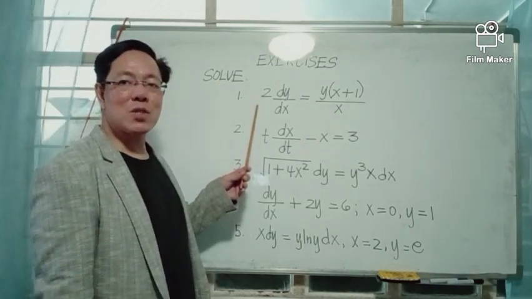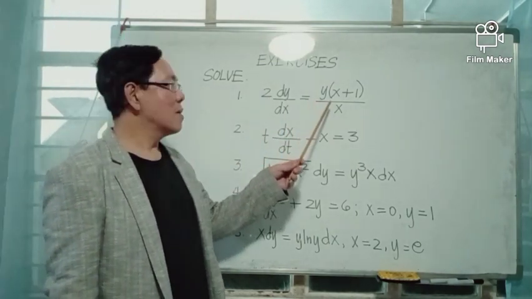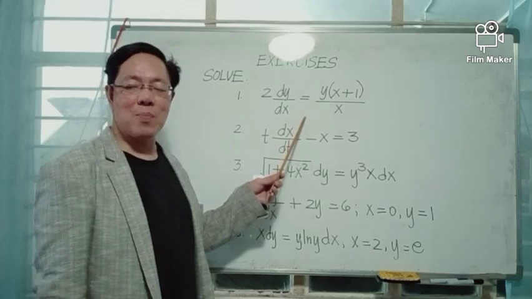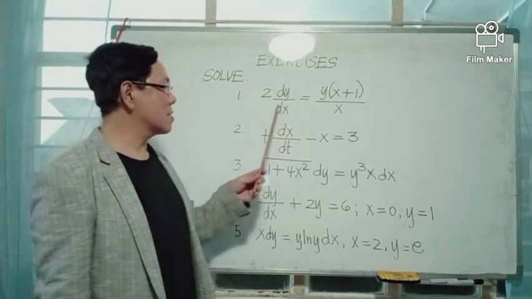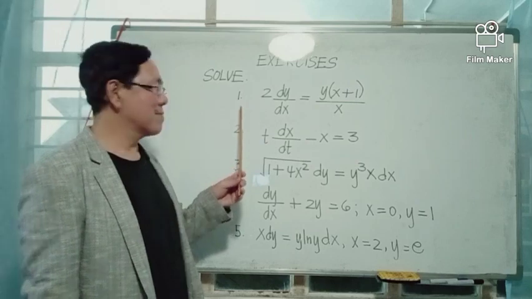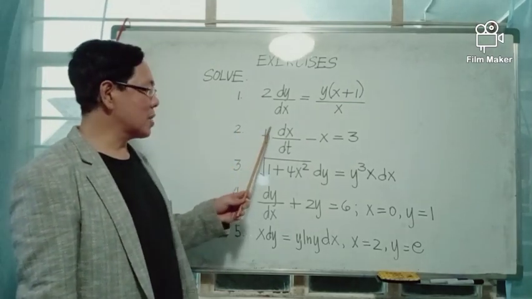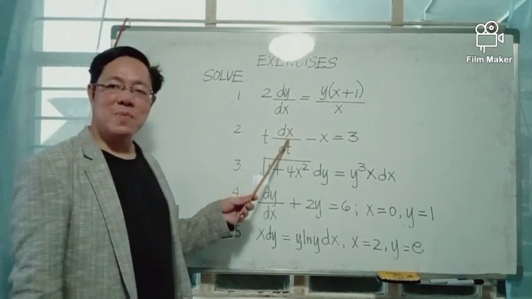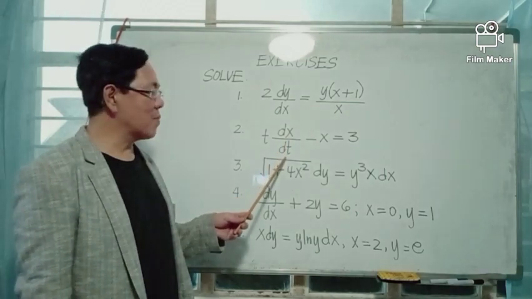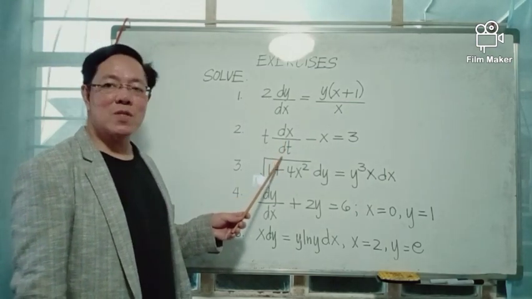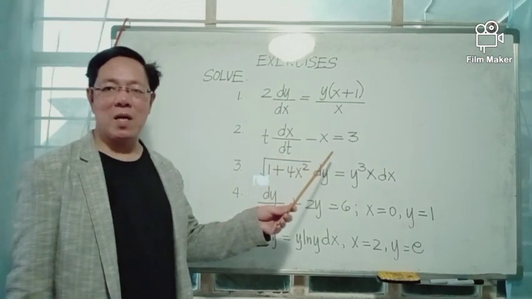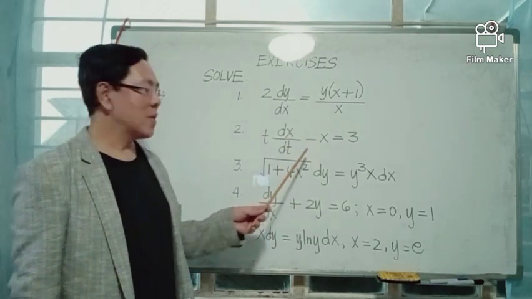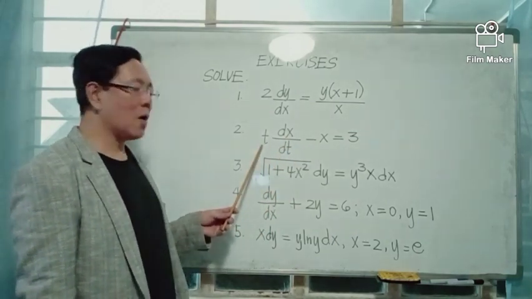In number 1, the given is 2 dy/dx equals y multiplied by quantity x plus 1 all over x. You will use separation of variables to find the general solution of this differential equation in number 1. In number 2, the given is 2 dx/dt minus x equals 3. The dependent variable here is x, the independent variable is t. And again, you will solve this differential equation by separation of variables by making the coefficient of dx a function of x only and the coefficient of dt a function of t only.